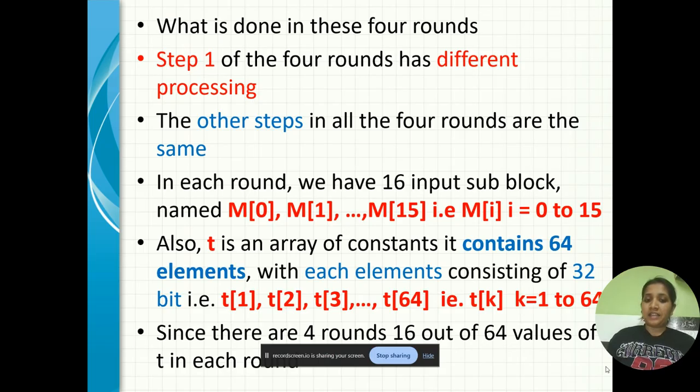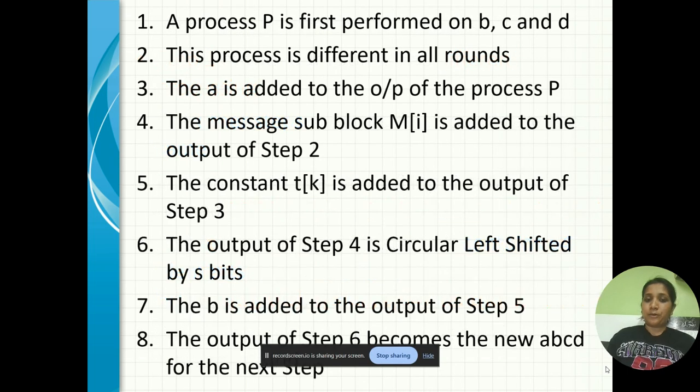Also, T is an array of constants. It contains 64 elements with each element consisting of 32 bits, that is T[1], T[2], T[3] up to T[64], that is T[k] where k equals 1 to 64. Since there are 4 rounds, 16 out of the 64 values of T are used in each round. A process P is first performed on B, C, and D. This process is different in all rounds.